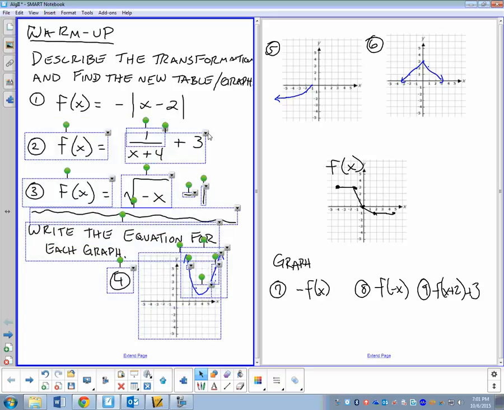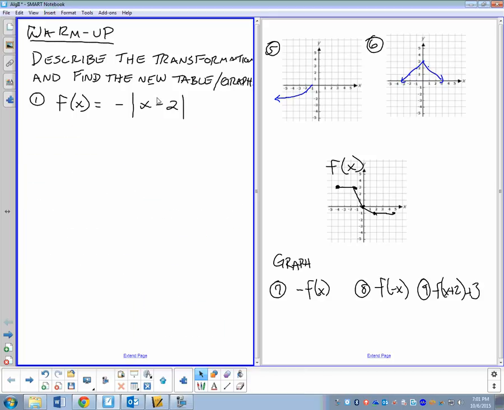Most of the problems that you had on that homework assignment were like problems 1, 2, and 3, where I gave you a function that looks like one of our function family functions. And I asked you to describe it and find a new table, find the new graph. I also asked you to find the domain and the range. So we'll practice that as well.